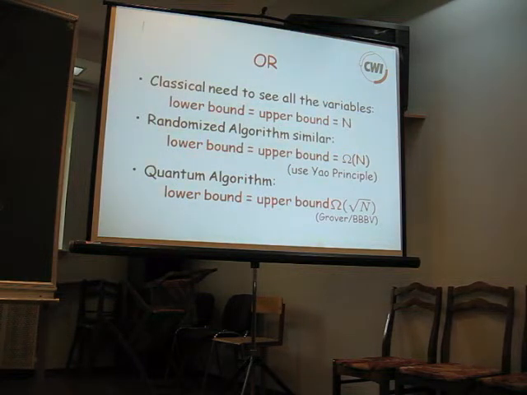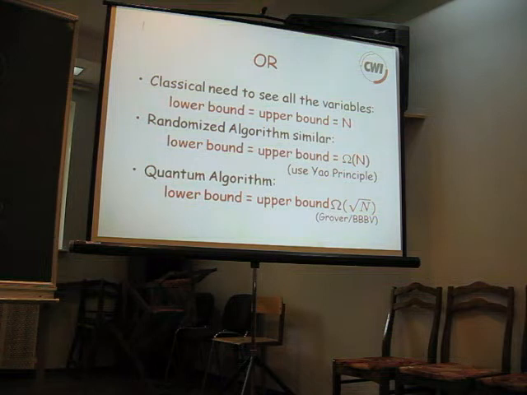For the quantum case, as a matter of fact, and we will see some of that more, the upper and the lower bounds are known, and the complexity is square root of n. For this problem, the algorithm is due to Grover, I talked about that yesterday a little bit. And the lower bound is by Bennett, Bernstein, Brassard, and Vazirani.